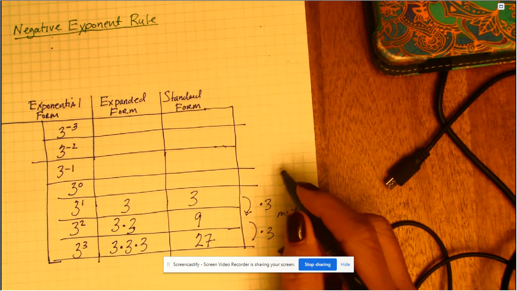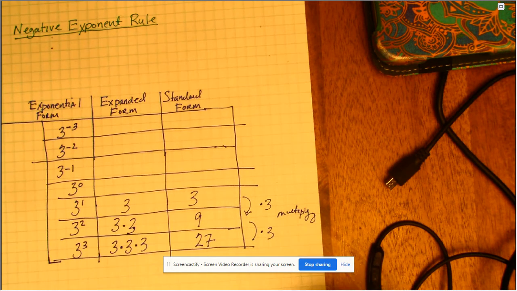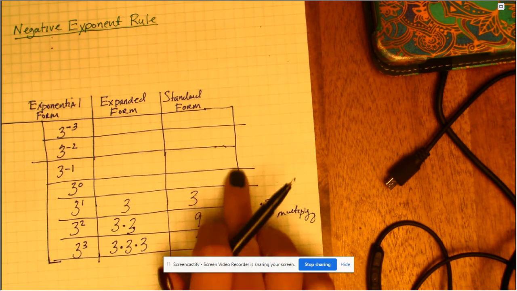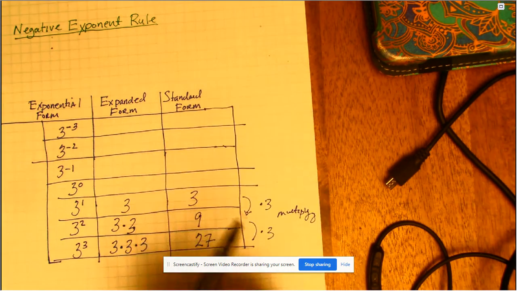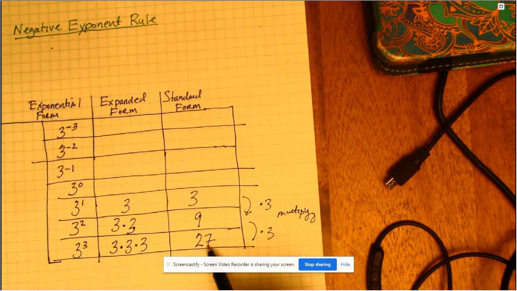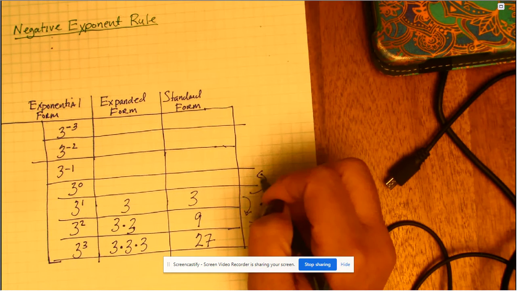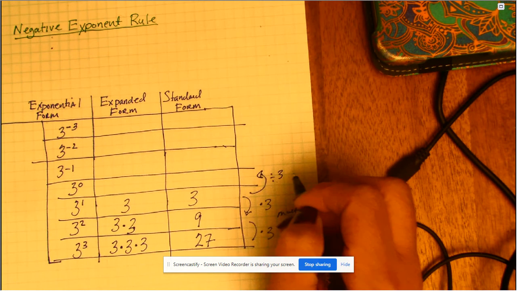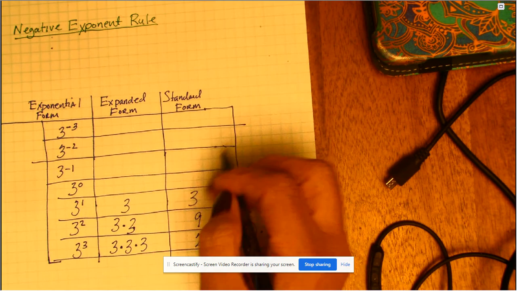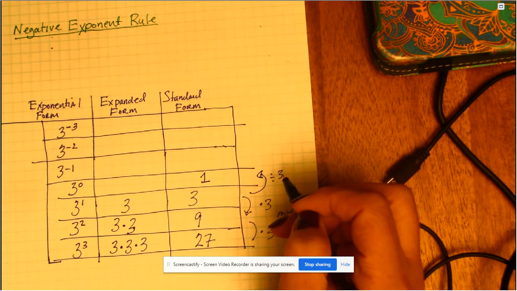So if going forward means we're multiplying by 3, moving backwards through the table would mean that we're dividing by 3. So 27 divided by 3 would give us 9. 9 divided by 3 would give us 3. Just as 3 times 3 would give us 9, and 9 times 3 would give us 27. So let's say we continue to go backwards, right? If we divide by 3 going backwards, 3 divided by 3 would give us 1.